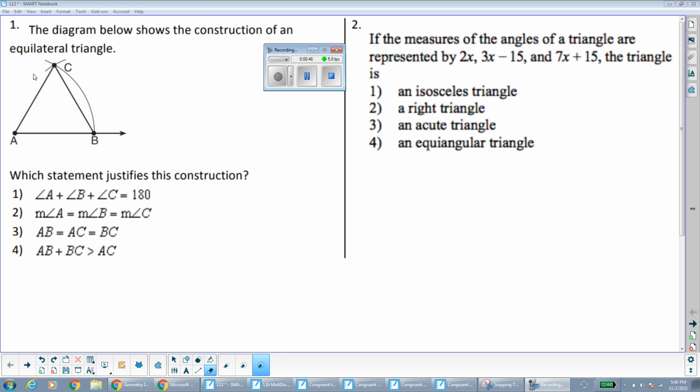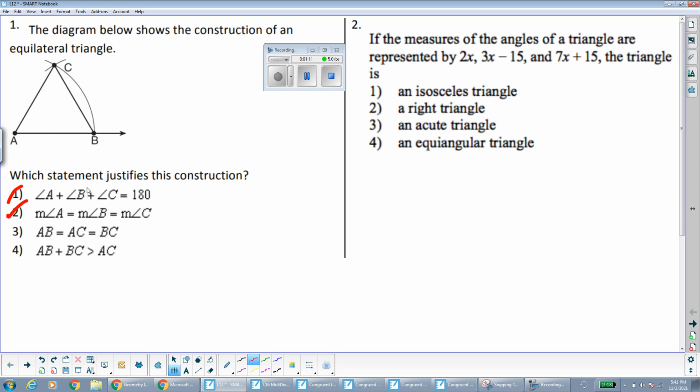When we take a look at the answer choices, we want the one that says all of the sides are equal, because that's what we're doing when we construct an equilateral triangle. We're creating a triangle with three equal sides by copying a line segment 3 times. Answer choices 1 and 2 are talking about angles. I see the angle symbol there, so I can automatically eliminate them.